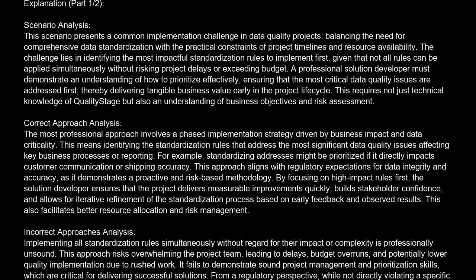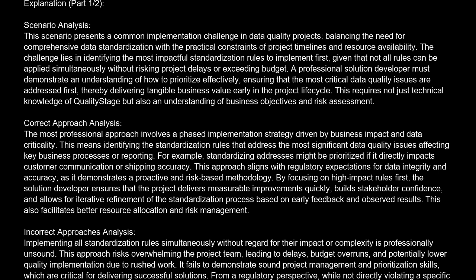A professional solution developer must demonstrate an understanding of how to prioritize effectively, ensuring that the most critical data quality issues are addressed first, thereby delivering tangible business value early in the project lifecycle. This requires not just technical knowledge of QualityStage, but also an understanding of business objectives and risk assessment.